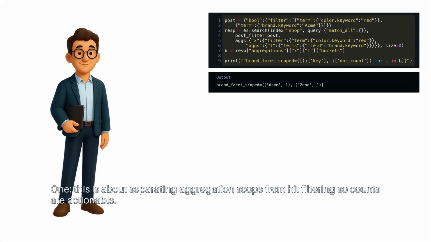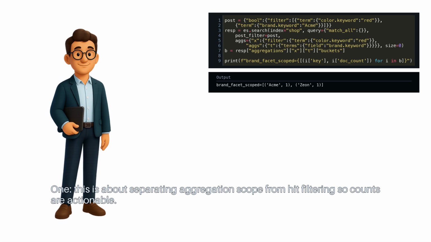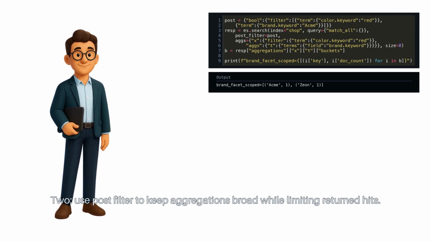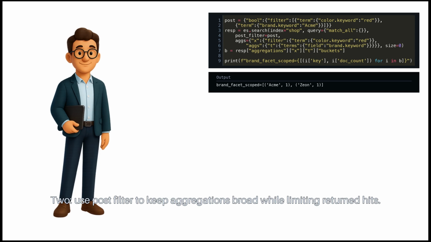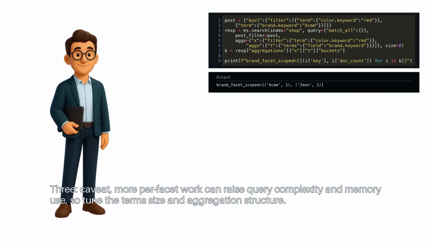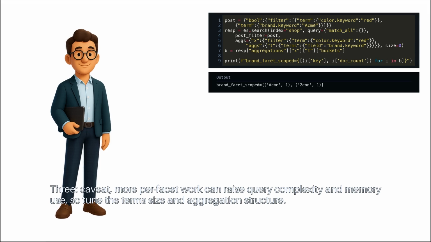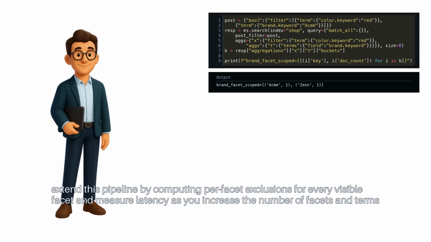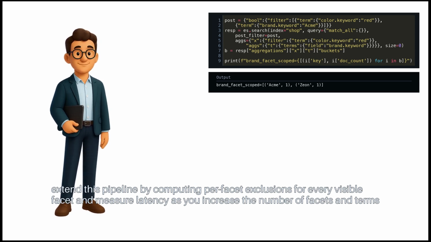Recap. 1. This is about separating aggregation scope from hit filtering so counts are actionable. 2. Use post_filter to keep aggregations broad while limiting returned hits. 3. Caveat: more per facet work can raise query complexity and memory use, so tune the term size and aggregation structure. Next step: extend this pipeline by computing per facet exclusions for every visible facet and measure latency as you increase the number of facets and term size.